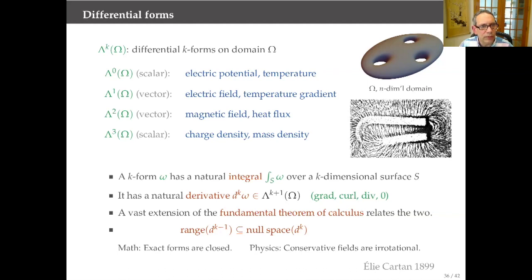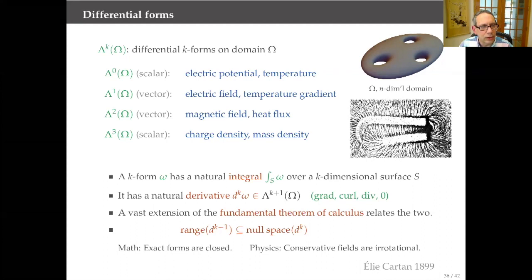The derivative of a differential k-form is defined for every k, and it gives you a differential k plus one form. And all these operators, grad, curl, and div, that you see in mathematical physics, those are all different cases of this natural derivative of differential forms. And there's a vast extension of the fundamental theorem of calculus relating these two things.